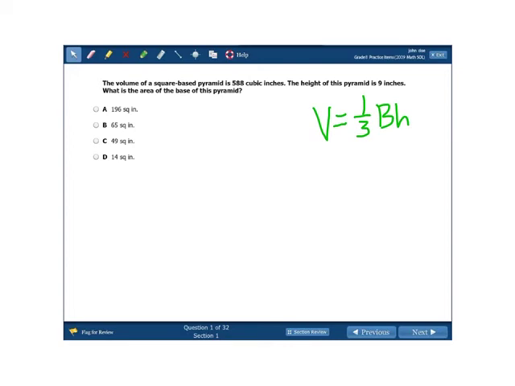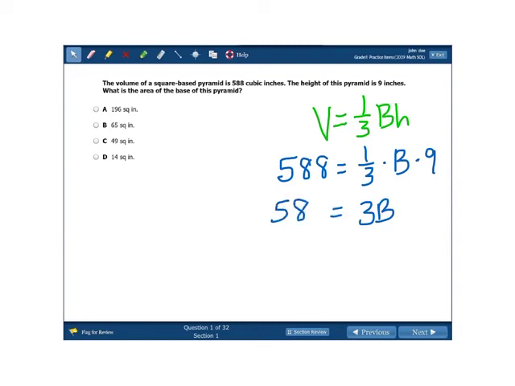So let's plug in the volume, which is 588. We still have 1/3 times big B times 9 for the height, and we're finding big B. Well, look here, 1/3 of 9 is 3. So I have 588 equals 3B, and I can solve that by dividing by 3. And that's going to give me 196. So big B is 196.